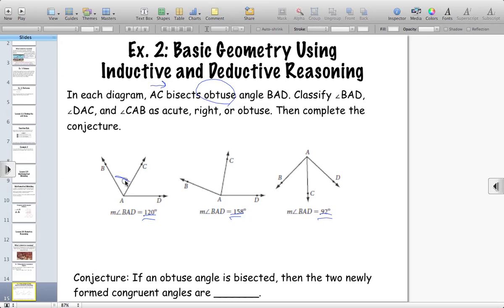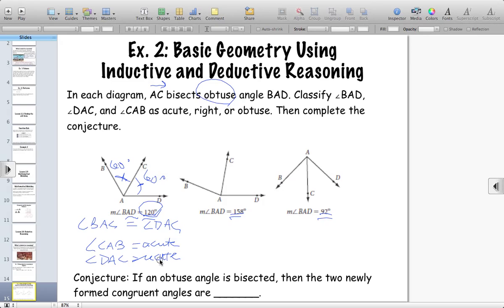Now it tells us that AC is bisecting this angle. So that means angle BAC, they call it CAB, but I go left to right, is congruent to angle DAC. So this is congruent to this. So if I take 120 degrees and divide it by 2, those two angles are 60 degrees each. So in our first picture, angle CAB is an acute angle because it's less than 90. And angle DAC, since it's congruent to CAB, is also an acute angle.